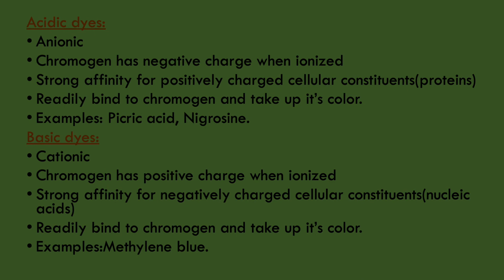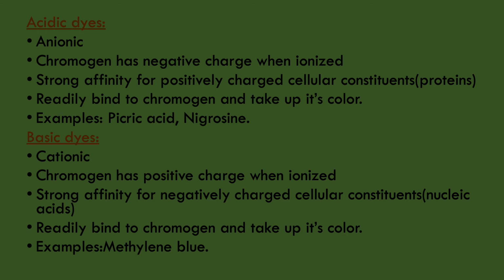Now we can discuss a few points about acidic and basic dyes. First, coming to acidic dyes, they are anionic molecules and their chromogen part has a negative charge when they are ionized. Since they are negatively charged chromogens, they have strong affinity for positively charged cellular constituents like proteins. The cellular constituents can readily bind to this negatively charged chromogen and take up its color as they are oppositely charged. Examples for acidic dyes include picric acid and nigrosin.